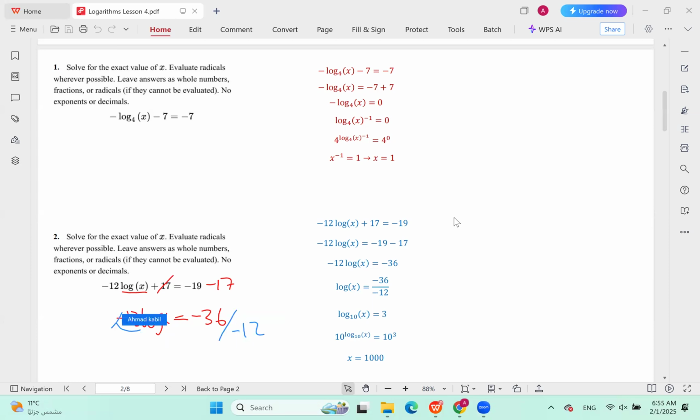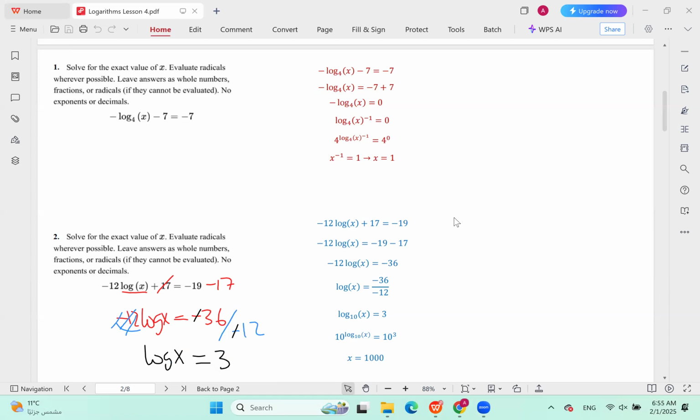So let's get rid of the -12. And -36 over -12, we can cancel out the negatives, and we get 36 over 12, which is 3. So log x equals 3.